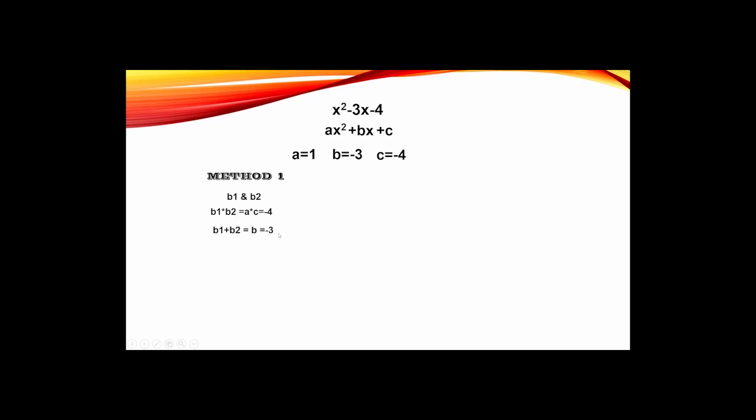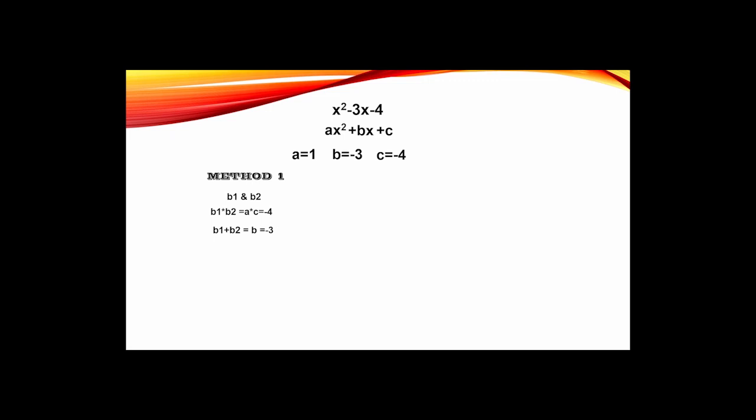So let us interchange. Let us take b1 as minus 4 and b2 as 1. Minus 4 into 1, we will get minus 4, and minus 4 plus 1, we will get minus 3 itself. Therefore, these two conditions will be satisfied with b1 equal to minus 4 and b2 equal to 1.